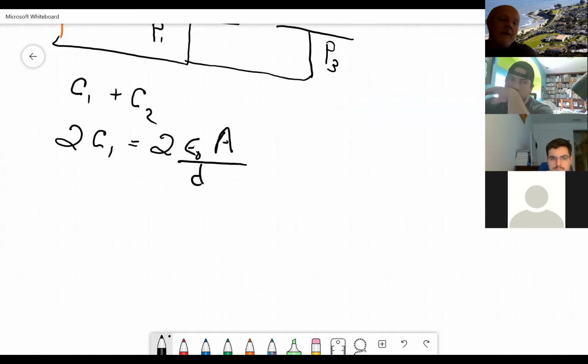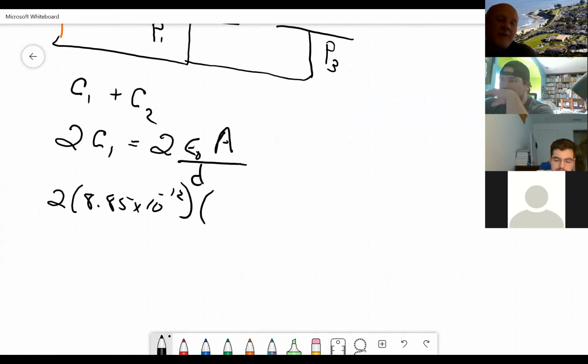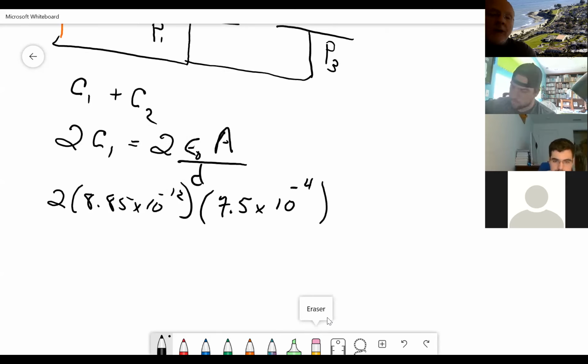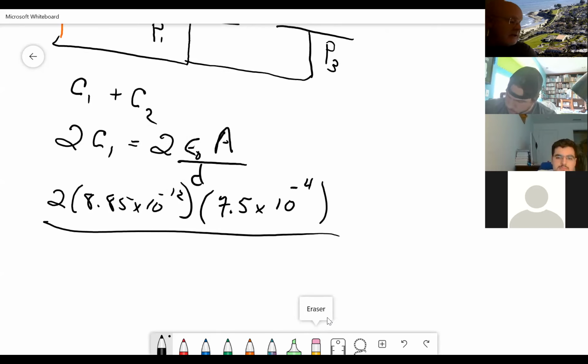And this would then be 2 times 8.85 times 10 to the negative 12. The area I wrote down as 7.5. I've got to be a little careful with our units. They say square centimeters, so that'd be 10 to the minus 4. And then the separation distance is the 1.19, and they say milli, so that'd be 10 to the minus 3.